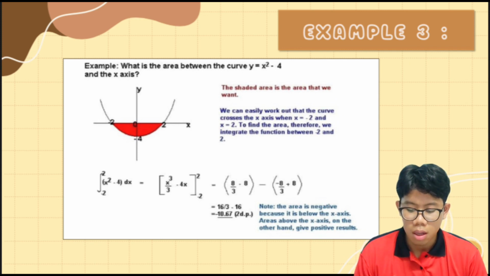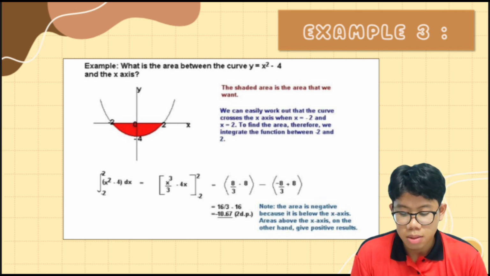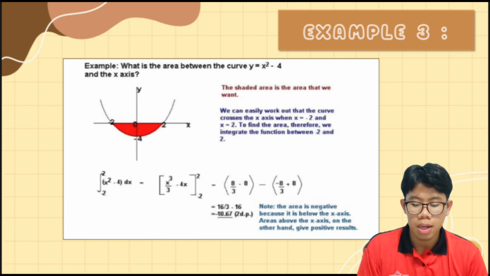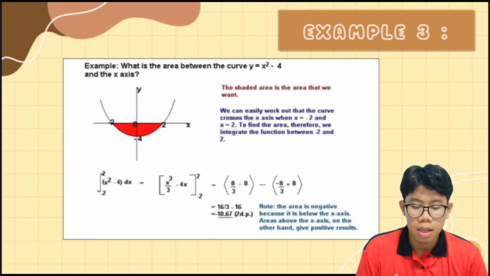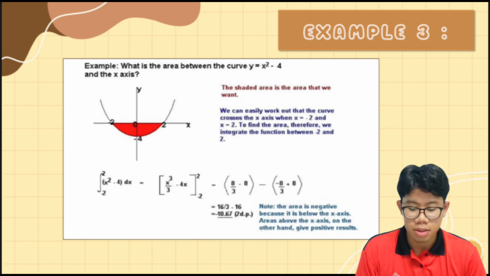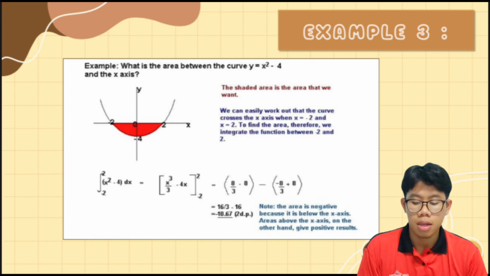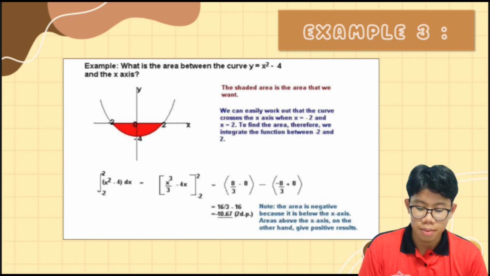After that, use the formula integral of x to the power n dx equals x to the power n plus 1 over n plus 1 to get the integral x to the power of 3 over 3 minus 4x. And next, we use the formula integral of a dx equals a times x to evaluate the integral.